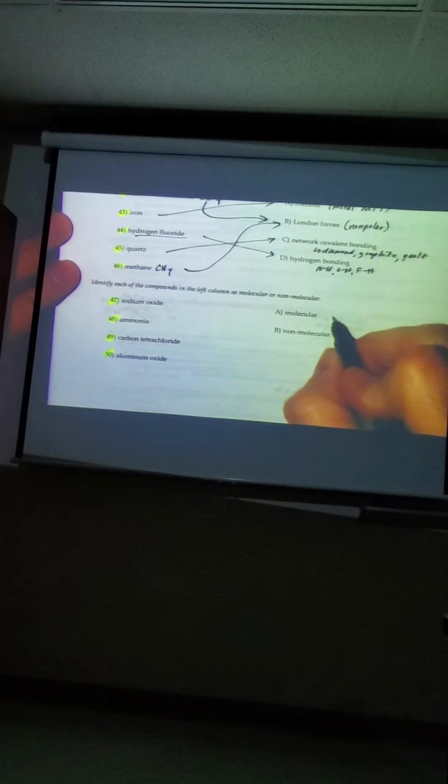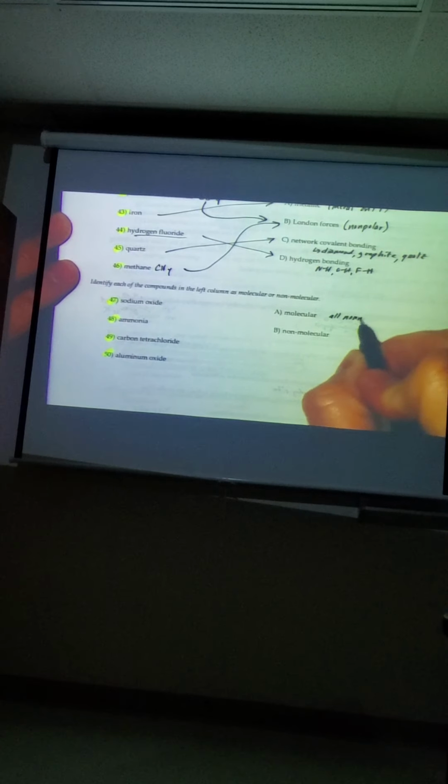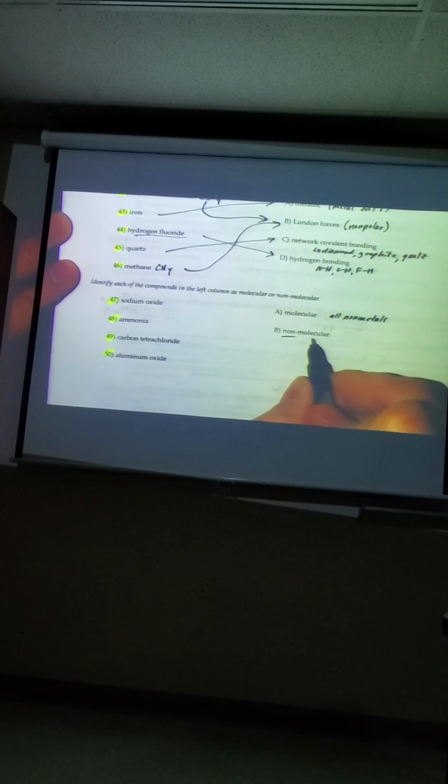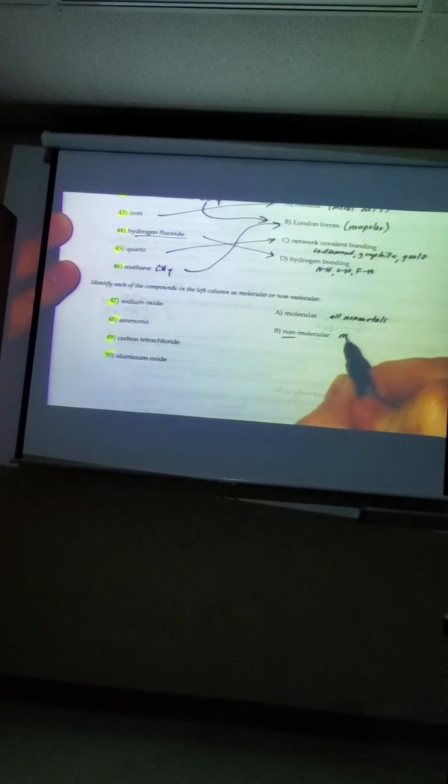Molecular just means all nonmetals. And non-molecular just means not all nonmetals. So you're going to have a metal and nonmetals together, typically as ions. So look for metals like sodium and aluminum, and those are non-molecular. Look for things like NH3 that are all nonmetals to be molecular, and carbon tetrachloride molecular.